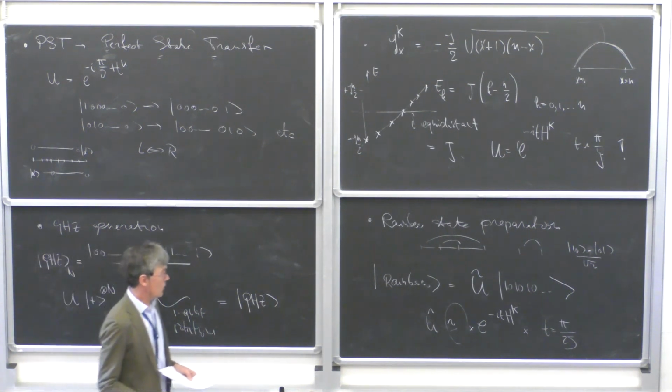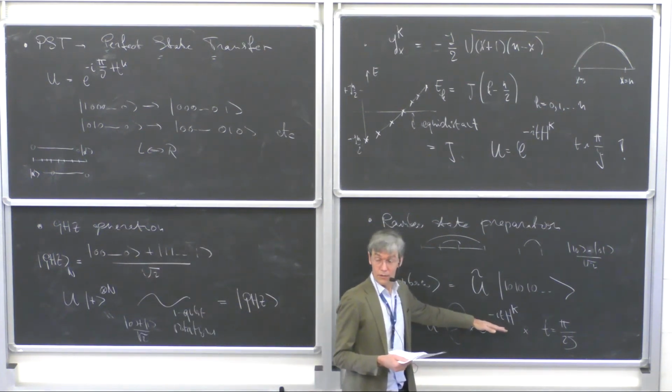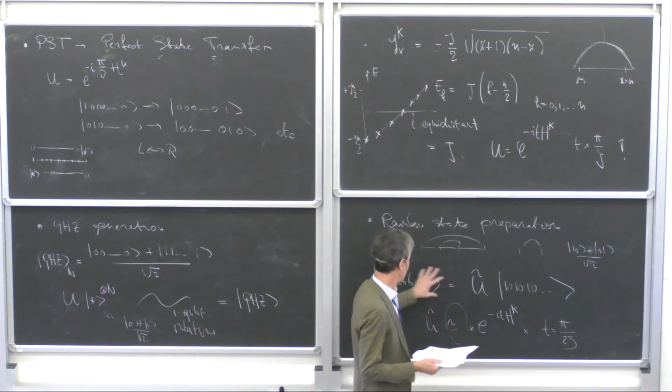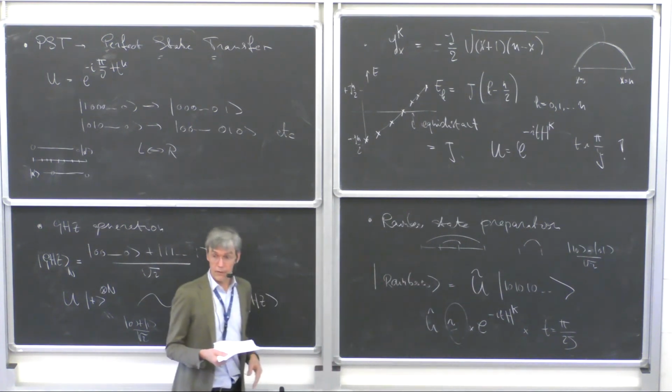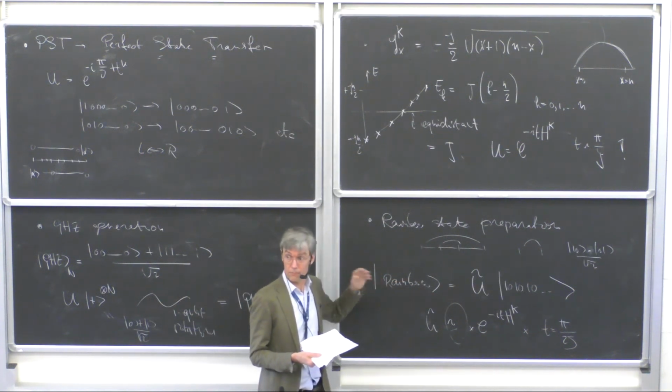Actually, it turns out if you build the same operator for the constant coupling chain, you can try. You get a similar thing, but it's not perfect, obviously. So you get a highly entangled state, but it's not perfect, like this one is perfect.